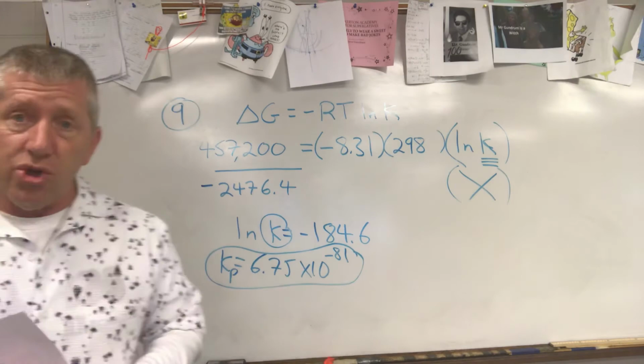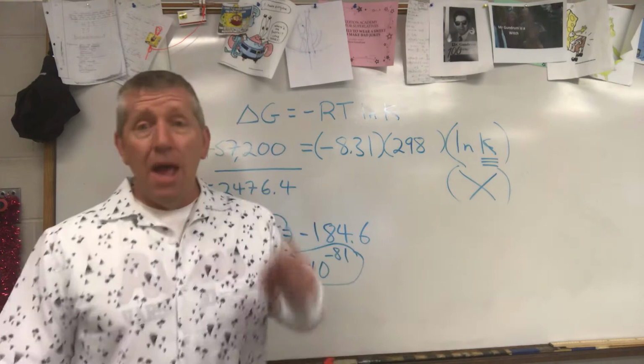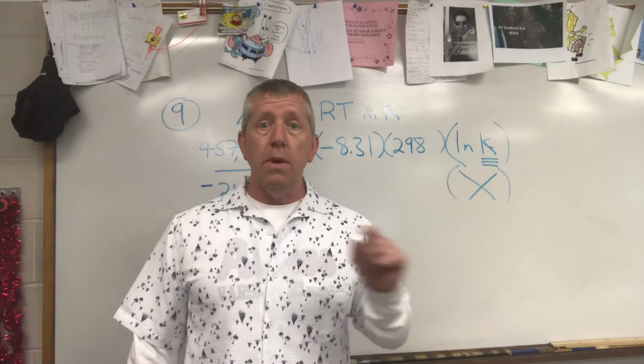This should make sense. The reason bells and whistles went off when I originally did this a few minutes ago and came out with 10 to the 80th, I went, holy crap on a cracker. That is a huge number. Huge K values mean the reaction really, really wants to go in the direction that it's pointing.